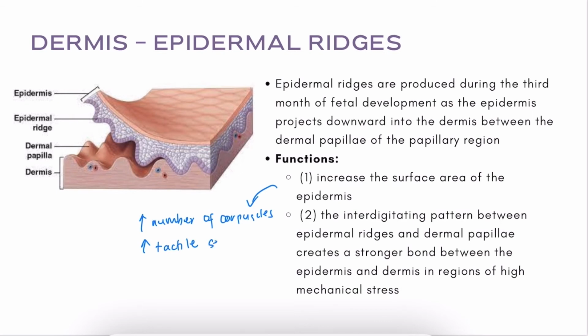Additionally, the interdigitating pattern between epidermal ridges and dermal papillae creates a stronger bond between the epidermis and dermis in regions of high mechanical stress. Because the ducts of sweat glands open on the tops of the epidermal ridges as sweat pores, the sweat and ridges form the fingerprints or footprints when a smooth object is touched. The epidermal ridge pattern is in part genetically determined, but even identical twins have different patterns.